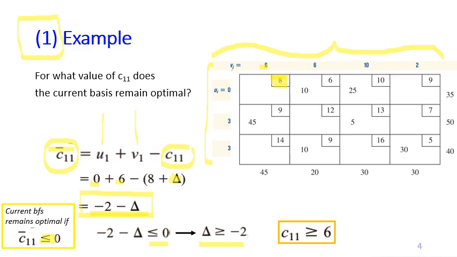So how do you get this 6? Well, the current cost is 8, and the change that you're allowed to make is -2, -1, 0, +1, +2, +3, and so on, because delta is greater than or equal to -2. It means that you can go down from the current value 8 to 6 at most. So C11 can be 6, 7, 8, 9, 10, and so on, such that the current basis remains optimal.